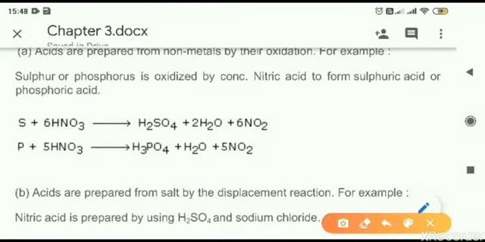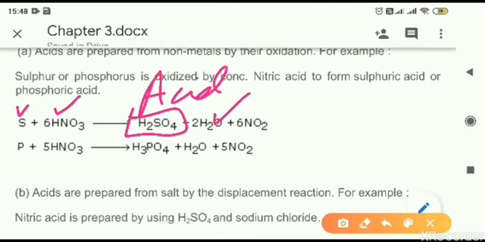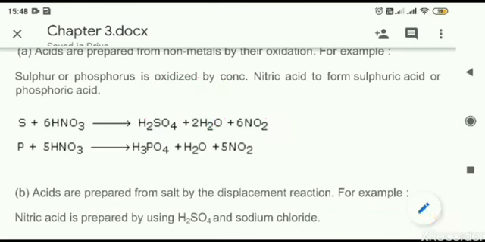Now let us have a look at the examples given here. The non-metal reacts with nitric acid, and we get the acid, water, and the oxide, nitrogen dioxide, the oxide of nitrogen. Next, one more example is given: phosphorus reacts with nitric acid. We can see the full equation: H3PO4, phosphoric acid, plus water plus nitrogen dioxide.